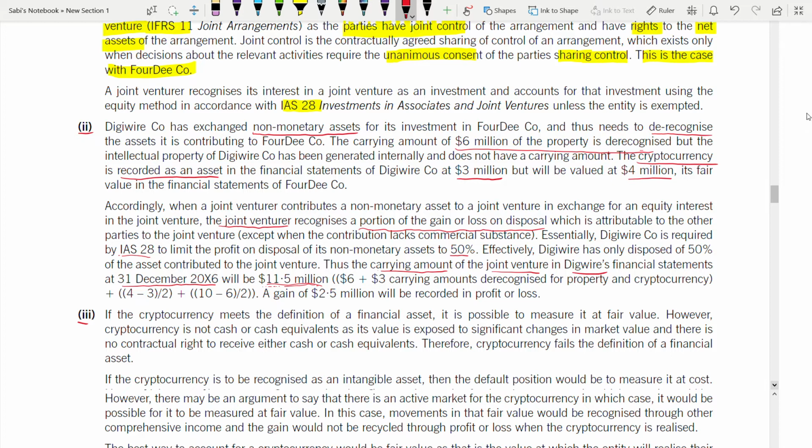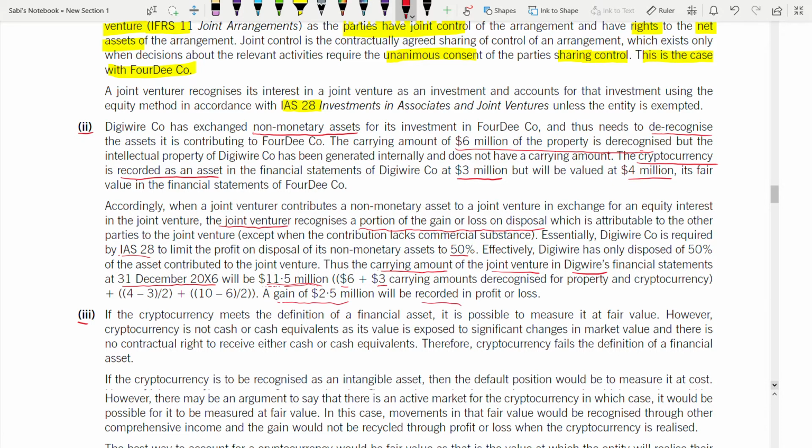6 plus 3, because 6 is your building, your property, and 3 is the cost of your cryptocurrency. It is recorded as an asset, right? So 6 plus 3 is the carrying amount de-recognized for property and cryptocurrency, plus a gain of 2.5 million. So 9 plus 2.5, which is 11.5. A gain of 2.5 million will be recorded in P&L.